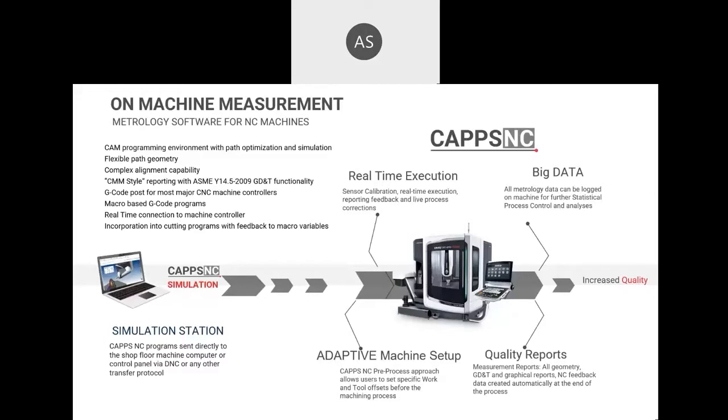If anybody has any questions about that or wants more information, we can send you information related to how we manage all of the typical questions or items that people ask about when probing on a machine. And then finally, all the metrology data can be logged on the machine for further SPC control and analysis. We also offer different tools in the software to allow us to dump information directly into certain SPC software. So this is kind of a nutshell of CAPS and how it works.